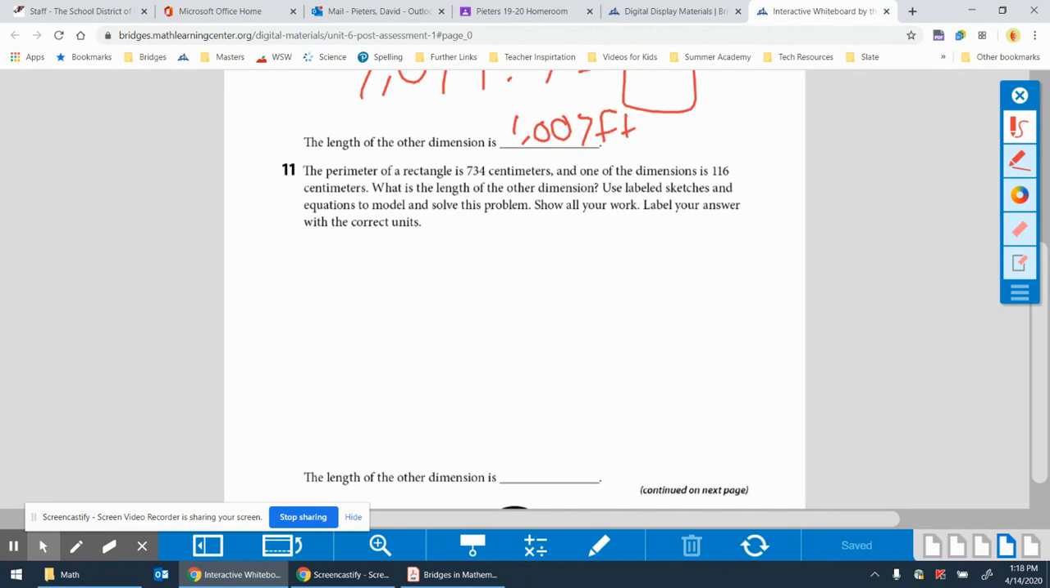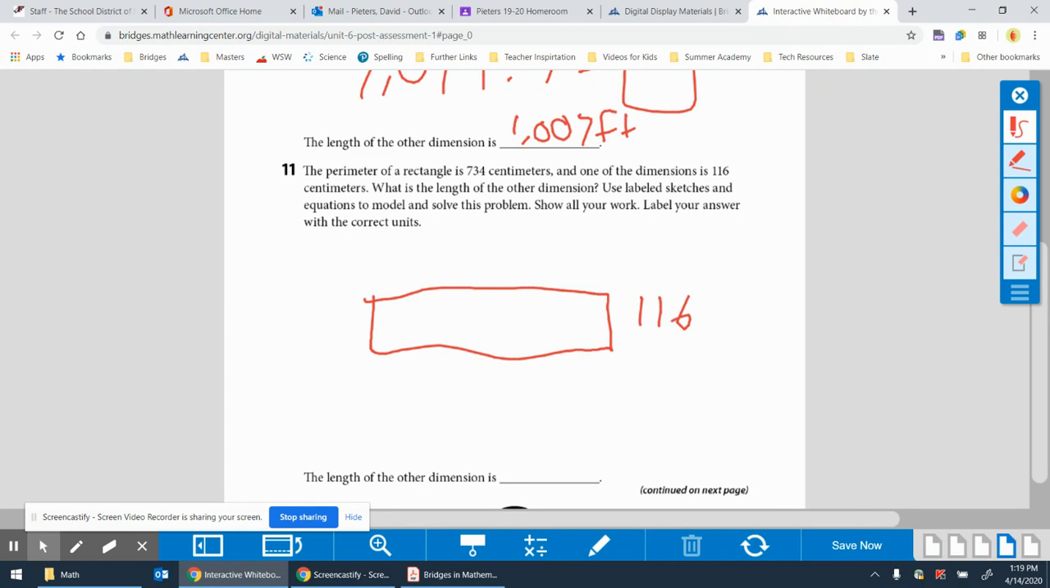Now here, the perimeter of a rectangle is 734 centimeters. One of the dimensions is 116 centimeters. What is the length of the other dimension? Use labeled sketches and equations to model your work. Okay, so if we label our drawing here, we have a rectangle. Remember, perimeter is all the way around. So one dimension is 116.